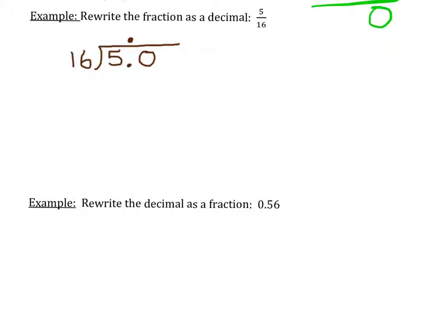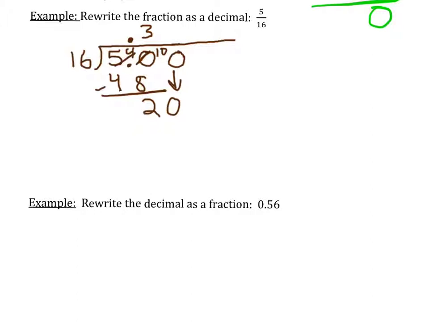So let's start. How many times does 16 go into 50? At most 3 times, because 3 times 16 is 48. If I subtract, I'm going to get a remainder of 2. What I want to do is not stop until I get a remainder of 0. So I'm going to continue to add zeros any time I get a remainder. I'm going to bring down a 0. 16 goes into 20 1 time. 16 times 1 is 16. Subtract that from 20. We get 4. That's not 0. So I'm going to add another decimal place and bring down this 0.